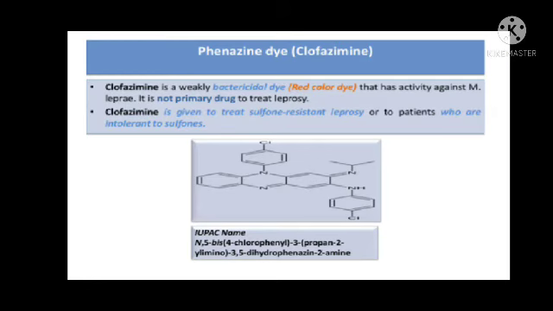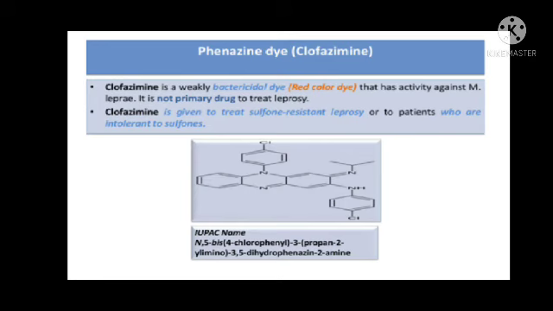Next drug is the phenazine dye. Clofazimine is a weak bactericidal agent. It comes as a red colored dye. It acts against Mycobacterium leprae. It is not a primary drug when we talk about treatment of leprosy. It is given to patients who are resistant to sulfones.